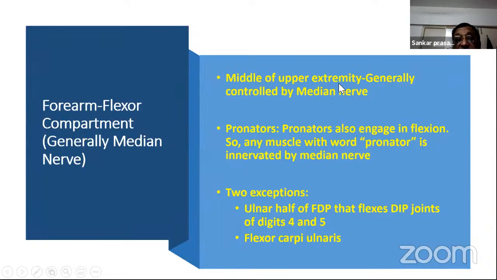Now the forearm: if you look at the flexor compartment, it is generally median nerve dominated. The muscles in the middle of the upper extremity are generally controlled by the median nerve. Pronators also engage in flexion. So any muscle with the word pronator is innervated by the median nerve, except two exceptions. These are the ulnar half of the flexor digitorum profundus, that flexes the distal interphalangeal joints of digits 4 and 5, and flexor carpi ulnaris, which are supplied by the ulnar nerve.